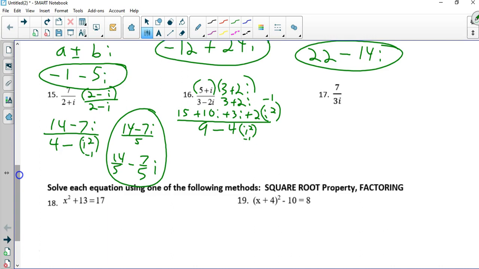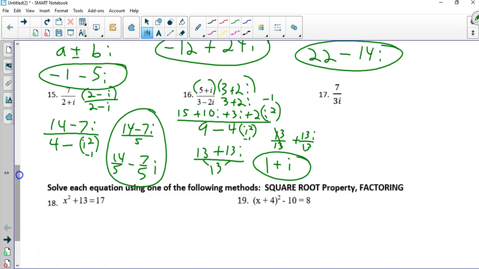So on the top, I have 15 minus 2, because the plus 2 is going to become negative, and we put the number first. That's 13. And then 10i plus 3i is 13i. And at the bottom, I'm going to get 9 plus 4, which is 13. Well, this 13 really goes with both of these. Because if I wrote it, I could write 13 over 13 plus 13i over 13. Well, 13 divided by itself is 1, plus 1i, or just i.